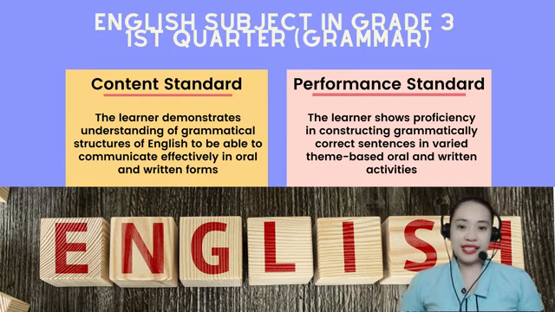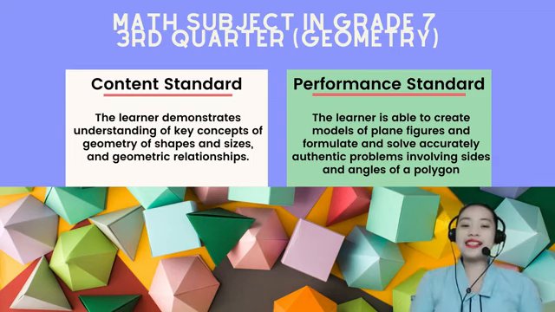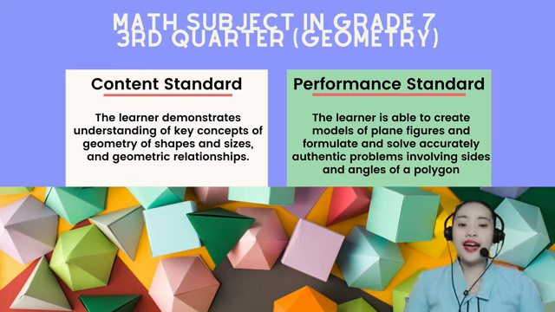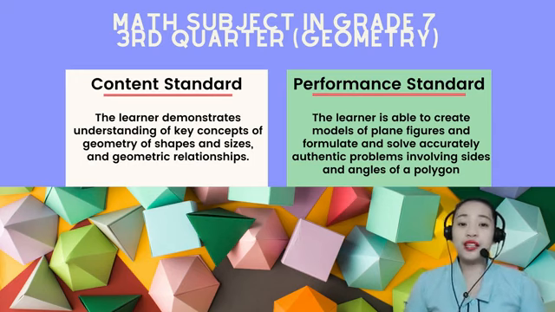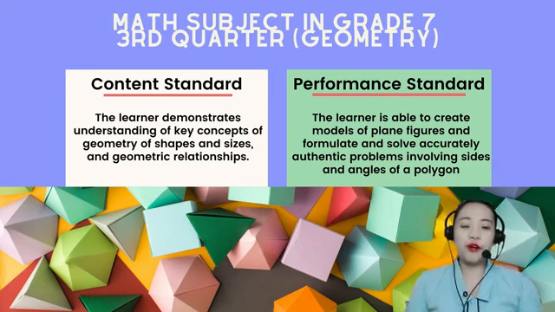and written activities. For math subject in grade 7, third quarter, geometry, an example of content standard is the learner demonstrates understanding of key concepts of geometry, of shapes and sizes, and geometric relationships. While an example of performance standard, the learner is able to create models of plane figures and formulate and solve accurately authentic problems involving sides and angles of a polygon.